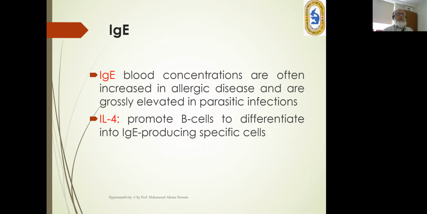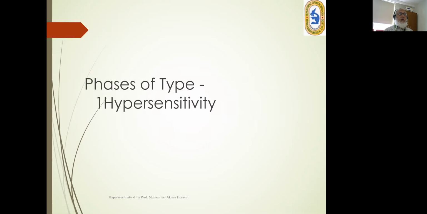IgE is the only antibody that is involved in type 1 hypersensitivity. We all know that IgE concentration in normal individuals is very low, and usually after production, it remains attached to the mast cell with its Fc fragment. Interleukin-4 promotes B cells to differentiate and produce IgE. It differentiates the B cells to become IgE-producing B cells.